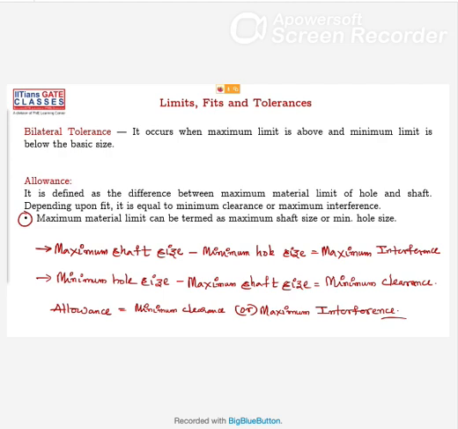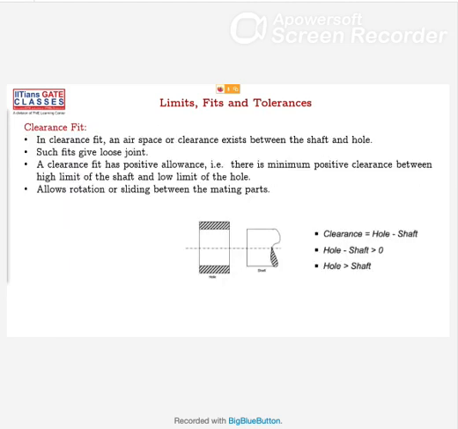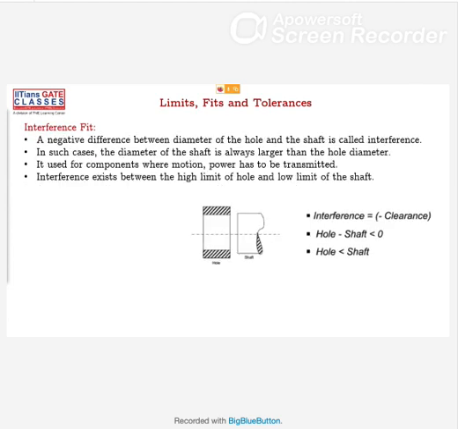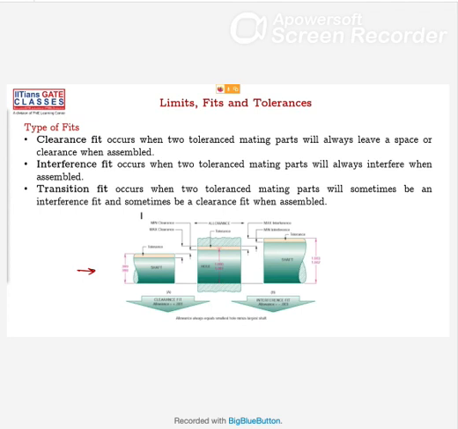So shrink fit is also known as heavy force fit, or sometimes it is called force fit. The heavy force fit is called shrink fit, and there is medium force fit also, and there is a tight force fit also. Okay, so this is how you join two interference parts. Each and everything is clear here. A transition fit occurs when tolerance meeting parts will sometimes be an interference fit and sometimes be a clearance fit. That's the reason why it's called a transition fit.